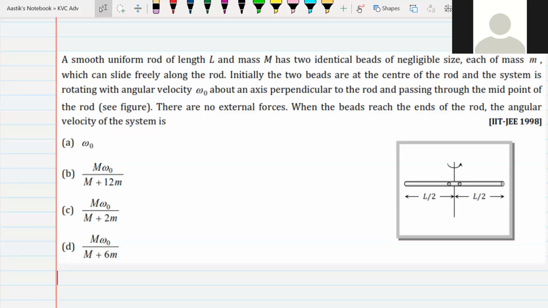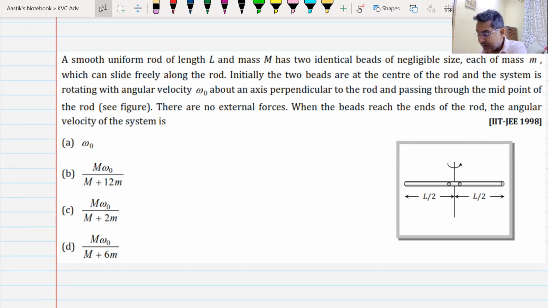Sir, it is option D, sir. It is option D, sir. And that is the correct answer, sir. So what you got to do? Same thing, same concept, same answer.